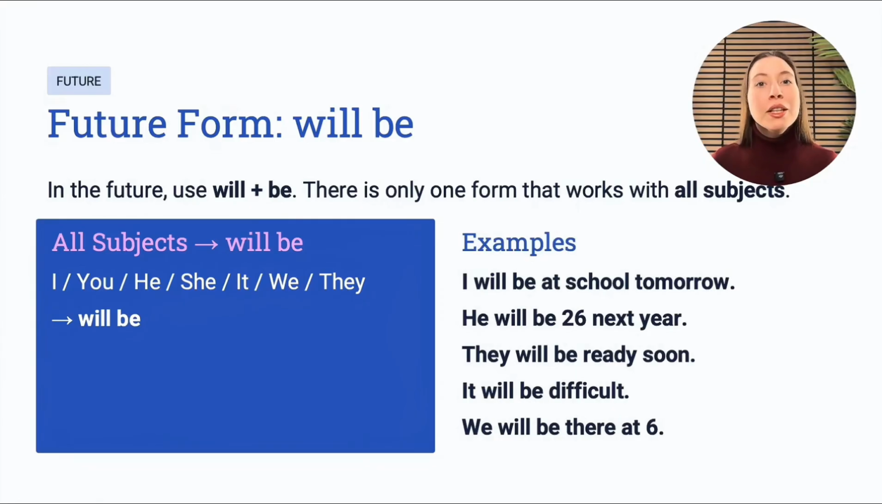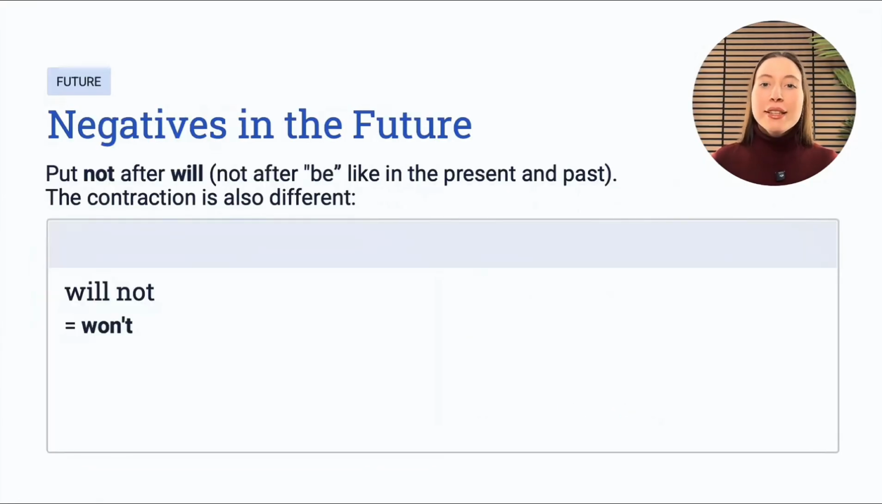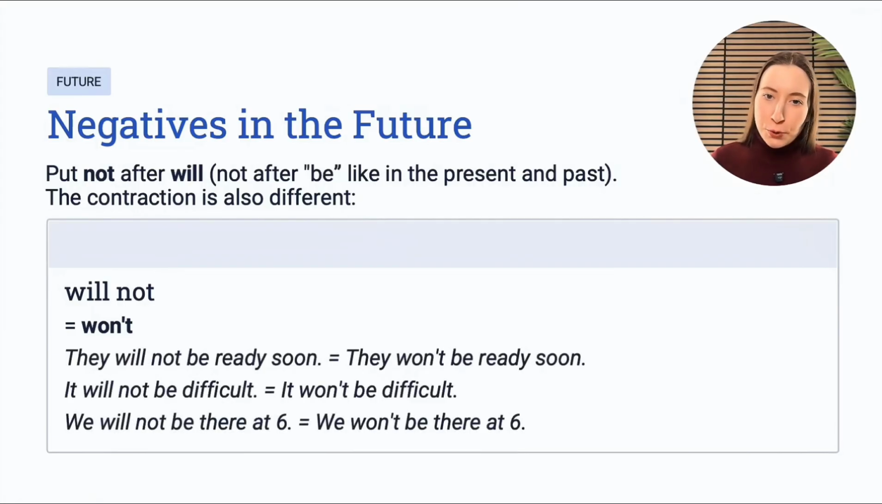To make it negative, we need to put not after will, not after be, and the contraction is a little different. Will not turns into won't. I know it's a little weird, but just remember it. Will not is won't. For example, they will not be ready soon, or they won't be ready soon. It will not be difficult. It won't be difficult. We will not be there at 6. We won't be there at 6.